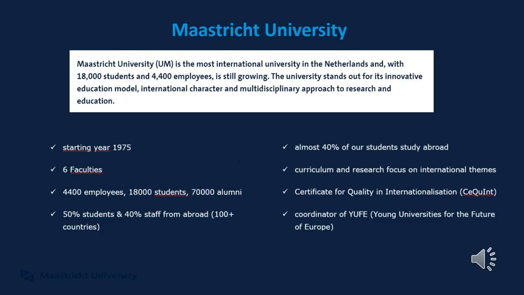Maastricht University is the most international university in the Netherlands, and with 18,000 students and 4,400 employees is still growing. The university stands out for its innovative education model, international character, and multidisciplinary approach to research and education.